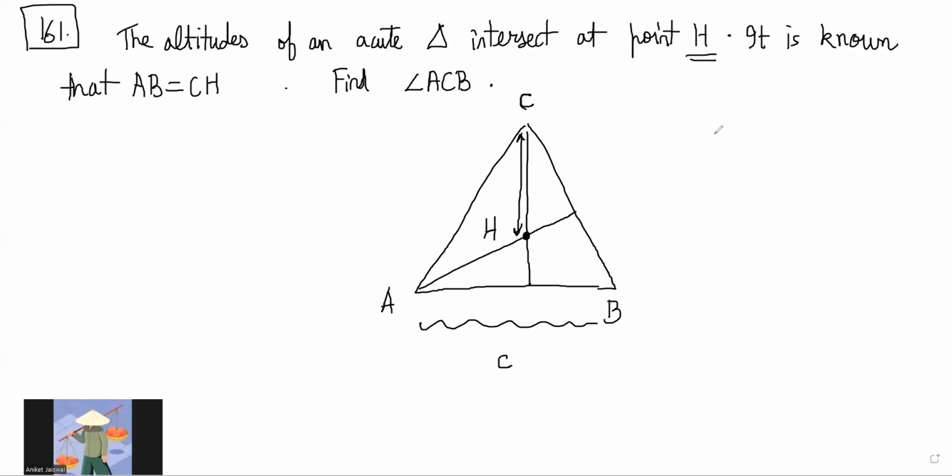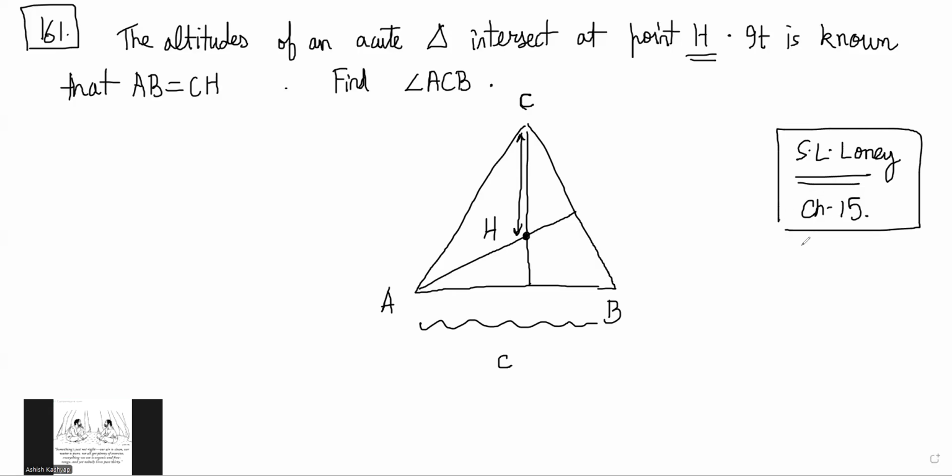So 2R cos C. Athar, you are not getting it because you have not studied chapter 15 in SL Loney. If you see the first few sessions of our course, SL Loney chapter 15 you are supposed to do. And this is a standard result, CH is equal to 2R cos C. So go back and do that. CH is 2R cos C and now you're getting AB is equal to CH. So c is equal to 2R cos C, right?